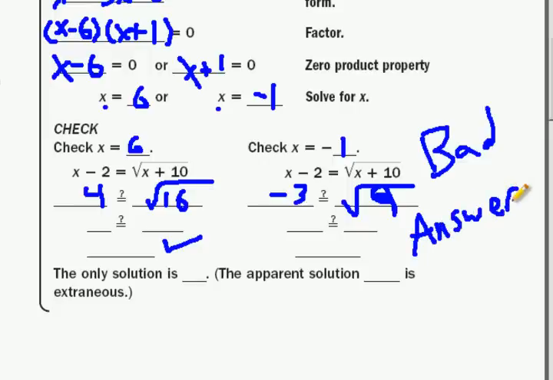Okay? When we have a bad answer, we call that answer extraneous. So the only solution is 6. The apparent solution, negative 1, is extraneous. And that will cost you points on the test if you write down the extraneous solution.